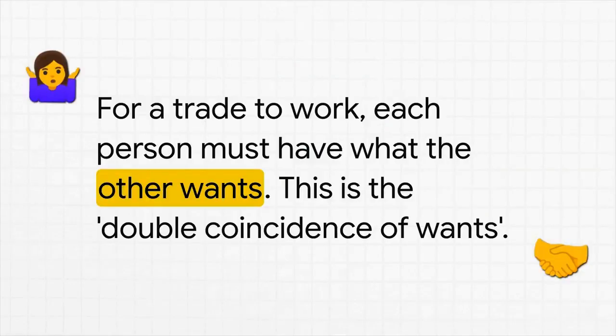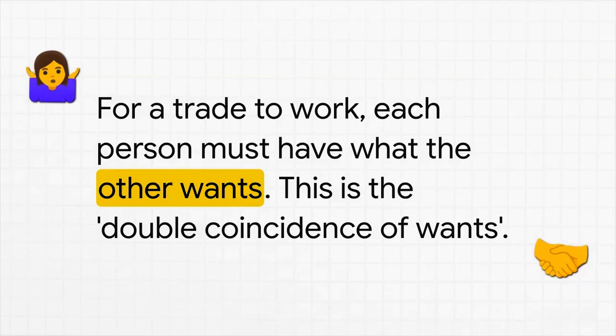So, for that simple trade to work, something kind of crazy has to happen. It's what economists call the double coincidence of wants. It's not just that the barber has to want your eggs, you also have to want his haircut right then and there.